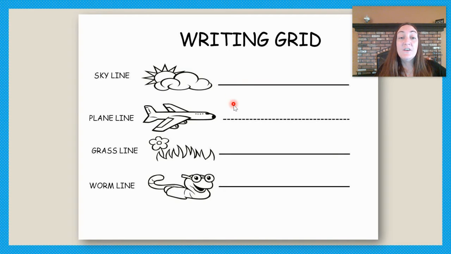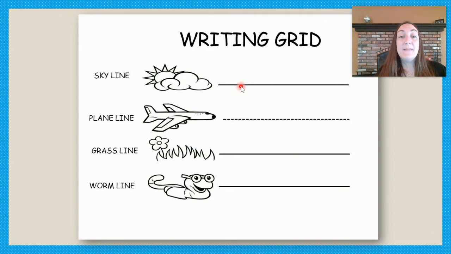And then underneath the skyline is the plane line. See the plane right here? And then underneath the plane line, you remember what it is? Grass line. Good job. Here's the grass line. And then the last line, I know you will never ever forget because it's your very favorite line. It is the worm line. Remember when we finally got to go down to the worm line? You guys were so excited.